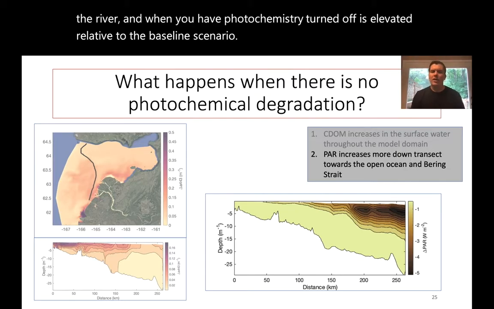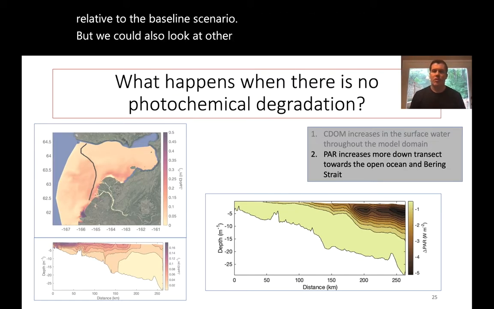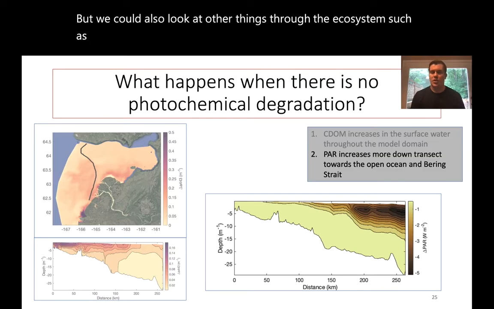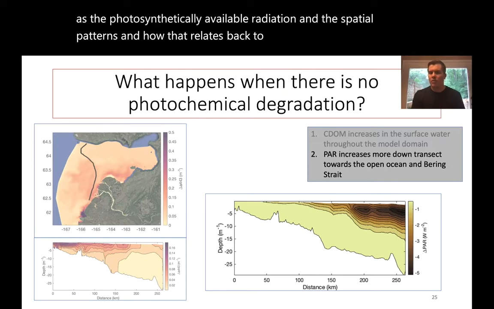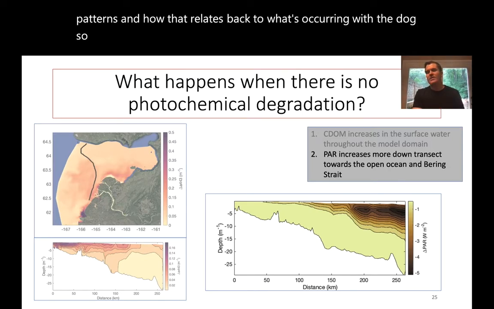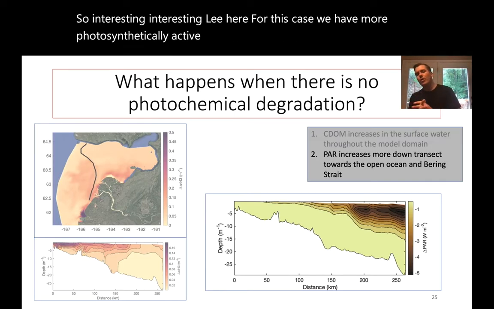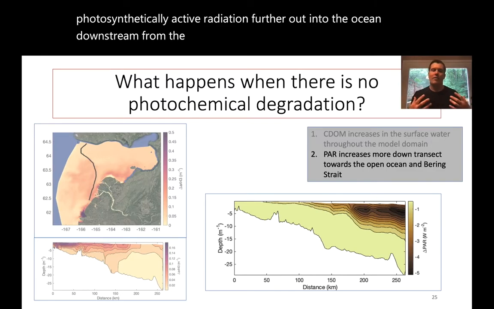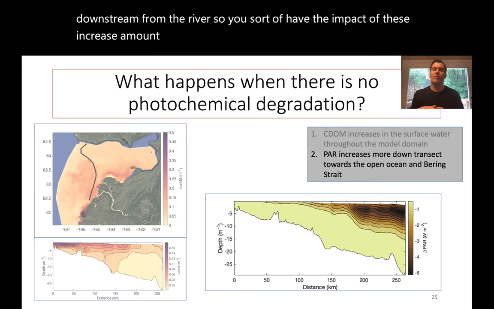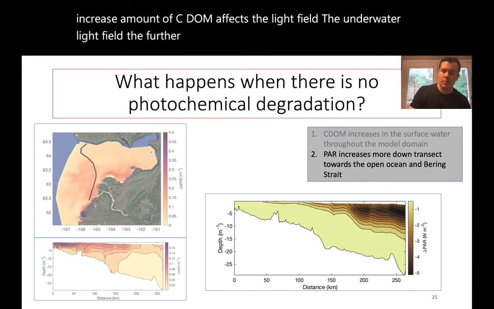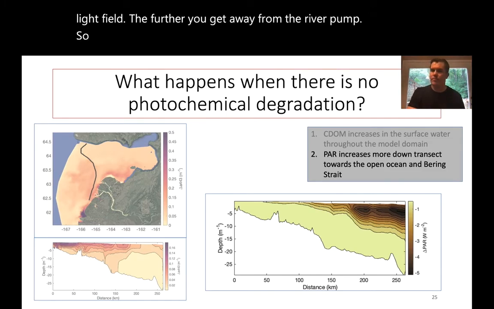But we could also look at other things through the ecosystem, such as the photosynthetically available radiation and the spatial patterns and how that relates back to what's occurring with CDOM. Interestingly, for this case, we have more photosynthetically active radiation further out into the ocean downstream from the river. So you have the impact of this increased amount of CDOM affecting the underwater light field the further you get away from the river plume. So a little bit counterintuitive.